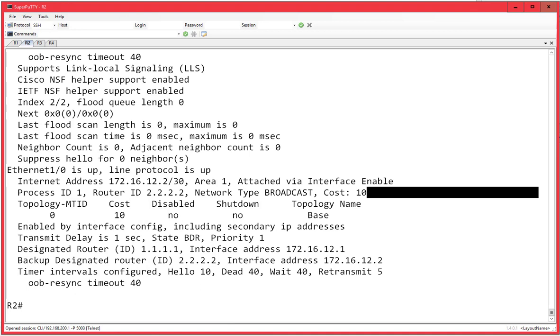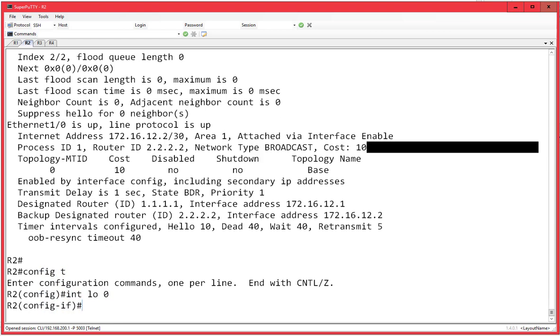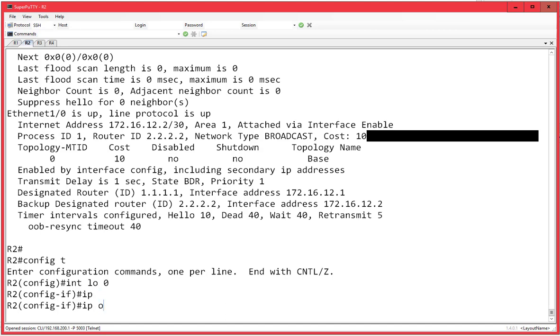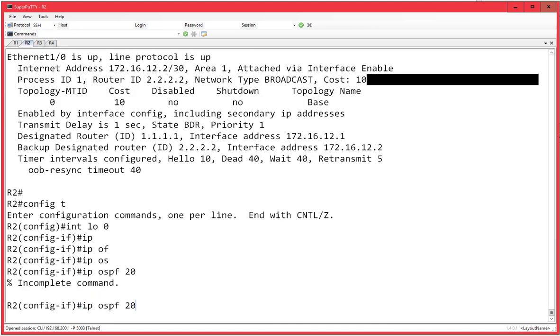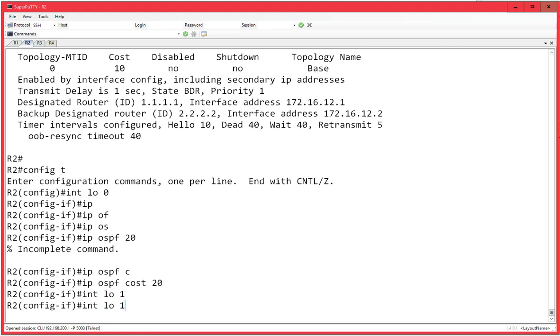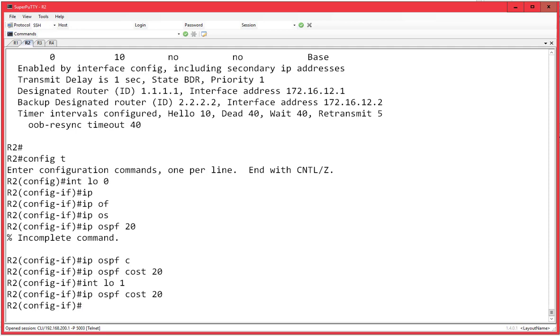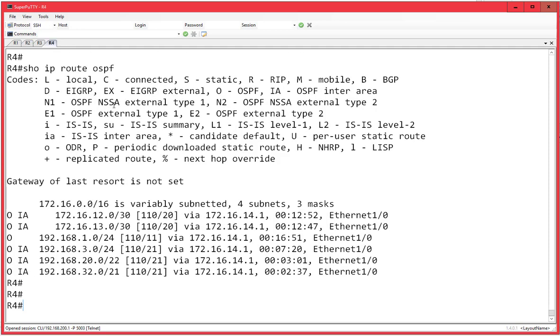So what I can do, I was going to try and play around with the auto cost reference bandwidth, but that's being a pain. So what I can do is instead come into interface loopback 0 and give that a cost, IP OSPF cost, and we'll just make that 20. And interface loopback 1, I'm going to give it the same cost for now. Okay. So when I come back over to router 4, the original metric for that path was 21.